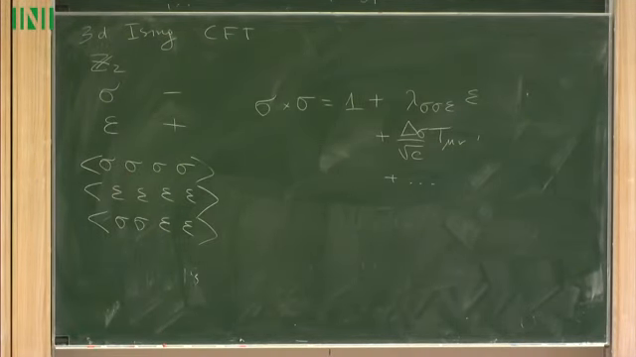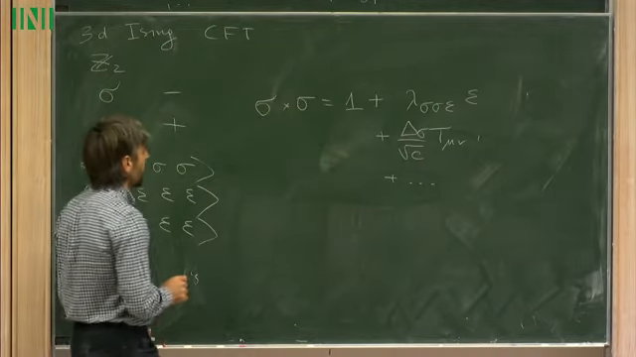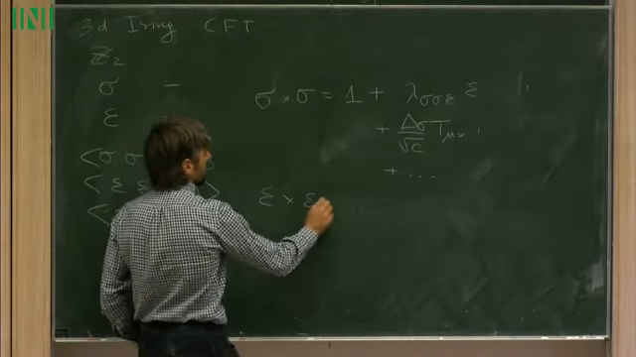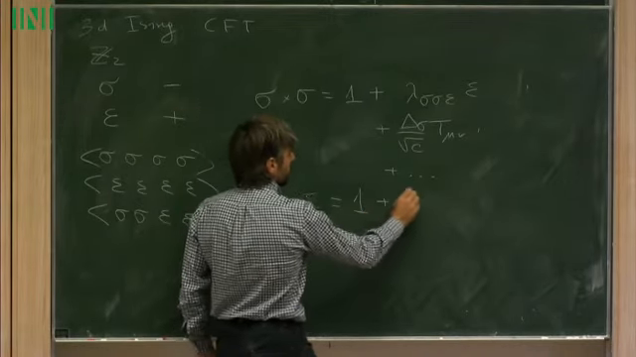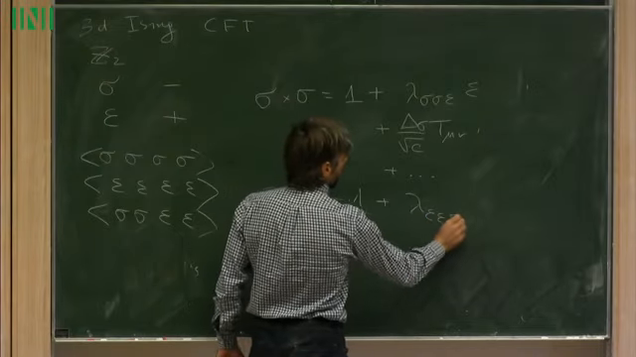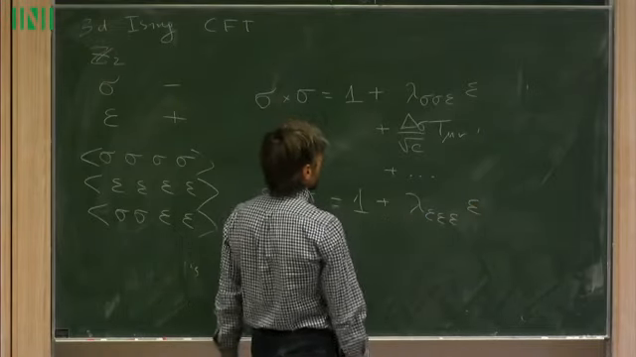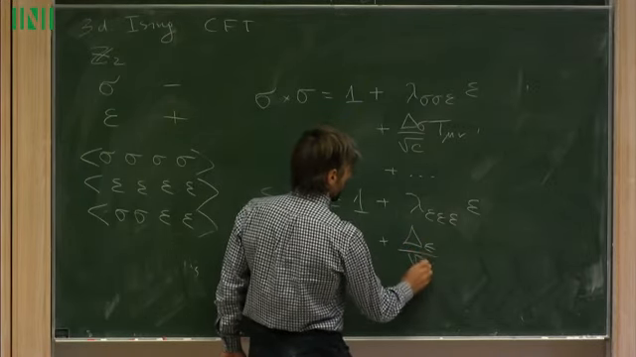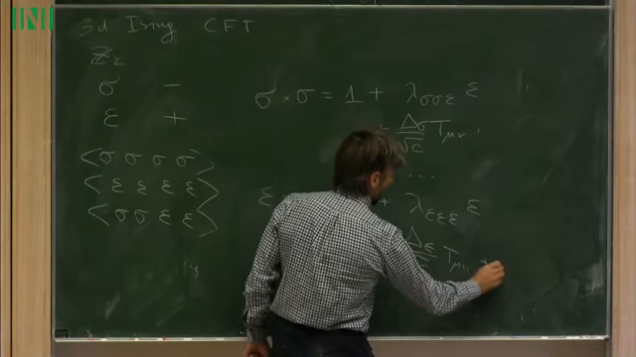This really becomes a theorem. So you don't make any unjustified biased assumptions. Everything which can appear, let it appear, and it will not be able to do much, as it turns out. So the OPE epsilon times epsilon contains the unit operator plus the epsilon operator itself, plus T mu nu, plus again dot dot dot.